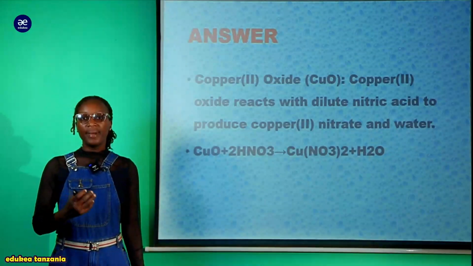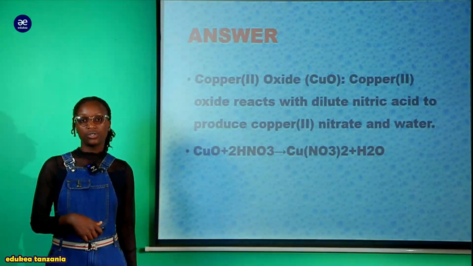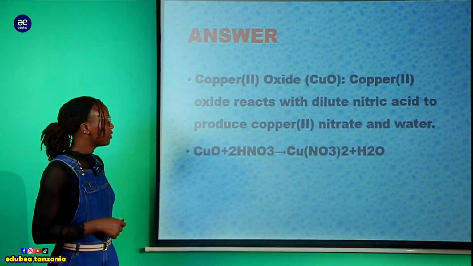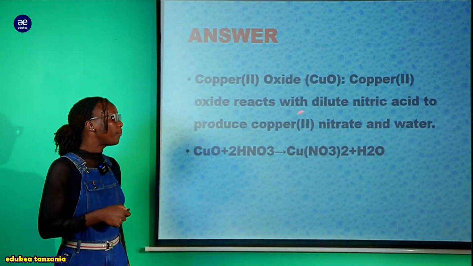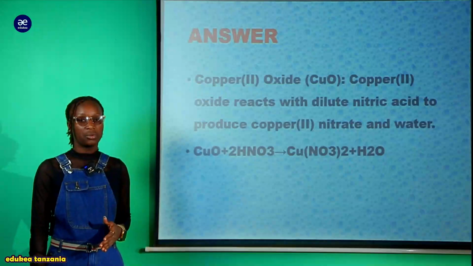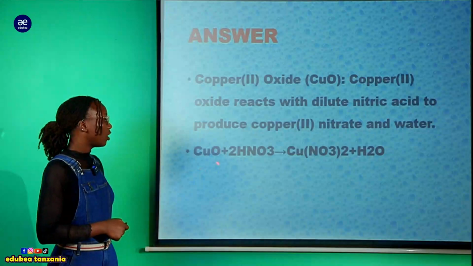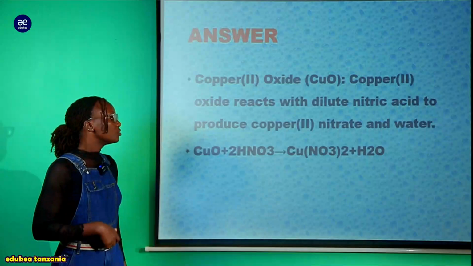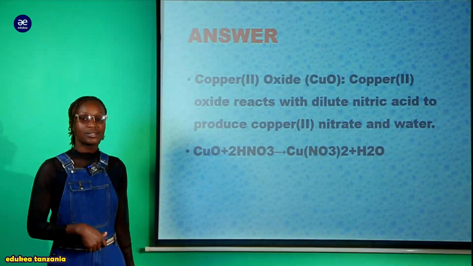And our last metal oxide given was copper 2 oxide. So what are the products once we treat it with the dilute nitric acid? The same, kwamba copper 2 oxide reacts with the dilute nitric acid to produce copper 2 nitrate, and also we are going to have the water molecule. Now our balanced chemical equation is as follows. Kwamba 1 mole of copper 2 oxide inareact with 2 moles of nitric acid, tunaenda kupata 1 mole of copper 2 nitrate plus water molecule.